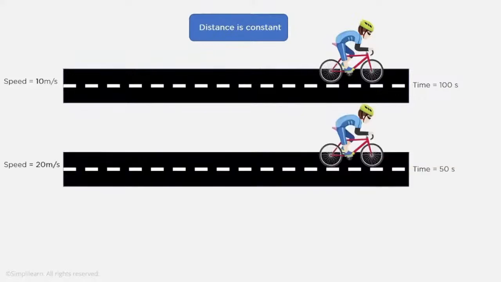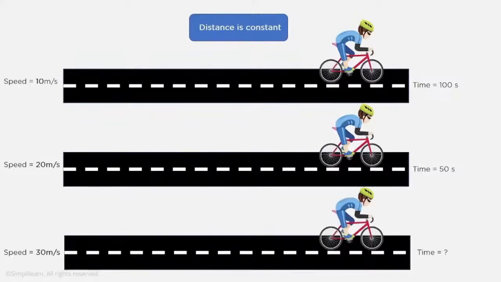And we have our second bicyclist who's still doing 20 meters per second. Since he's going twice the speed, we can guess that he'll cover the distance in about half the time, 50 seconds. And of course you could probably guess on the third one, 100 divided by 30, since he's going 3 times the speed. You could easily guess that this is 33.333 seconds time.